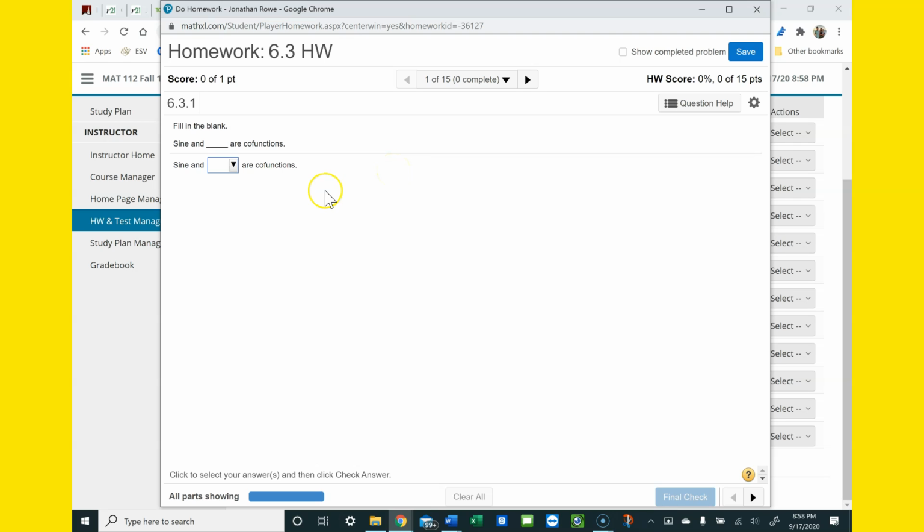Okay, continuing on, we're now in 6.3. Just going to do a few problems here. Number 1, sine and what are cofunctions? Sine and cosine are cofunctions. That means that they can be each other if you just shift the phase. They can just become the same as one another.